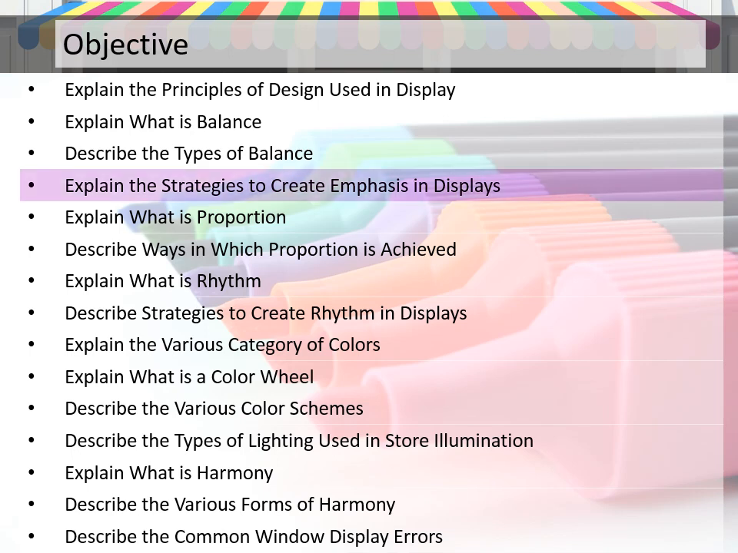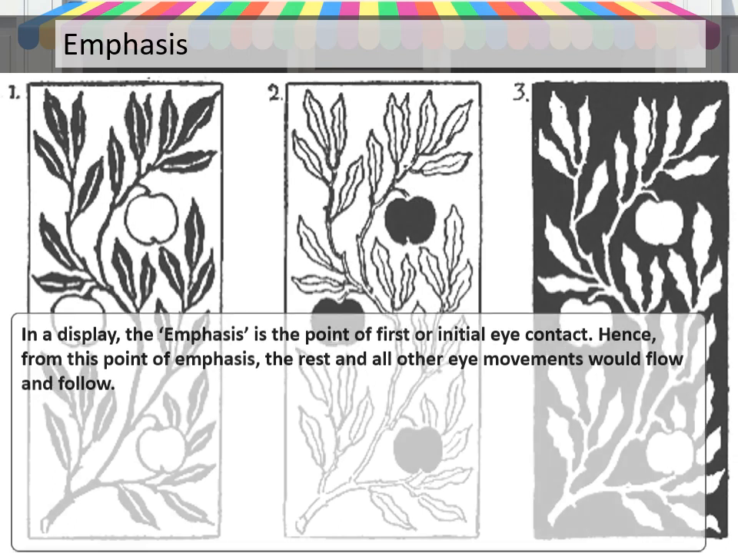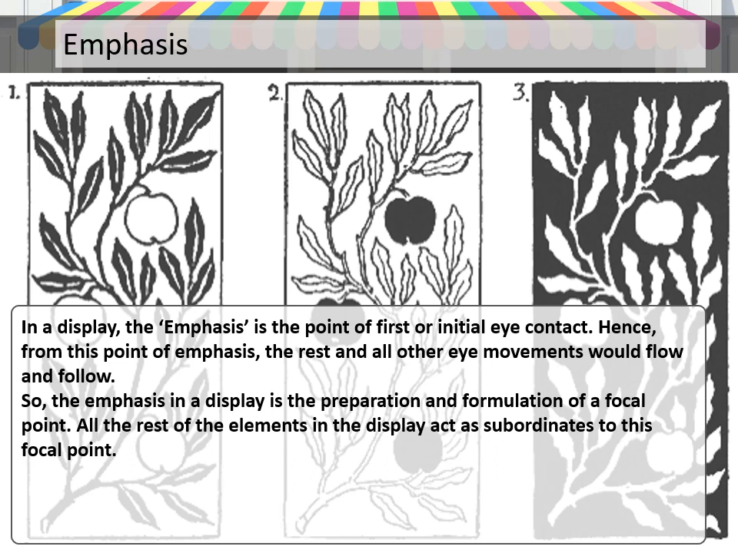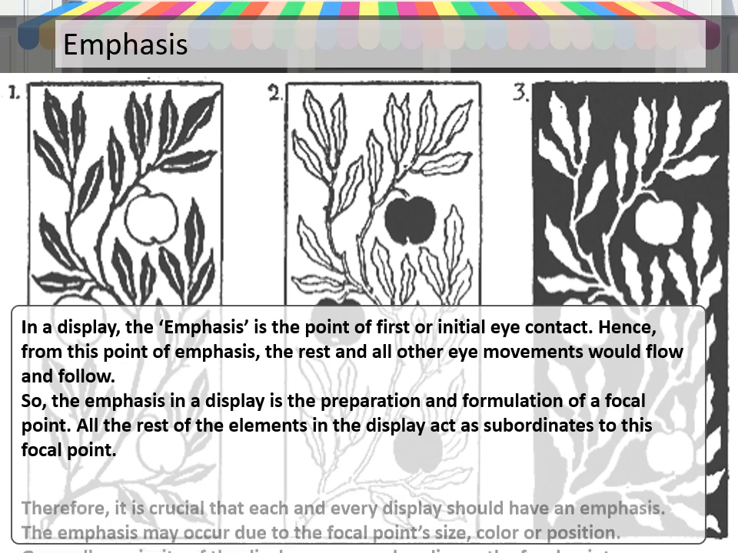Explain the strategies to create emphasis in displays. Emphasis. In a display, the emphasis is the point of first or initial eye contact. Hence, from this point of emphasis, all other eye movements would flow and follow. So the emphasis in a display is the preparation and formulation of a focal point. All the rest of the elements in the display act as subordinates to this focal point.